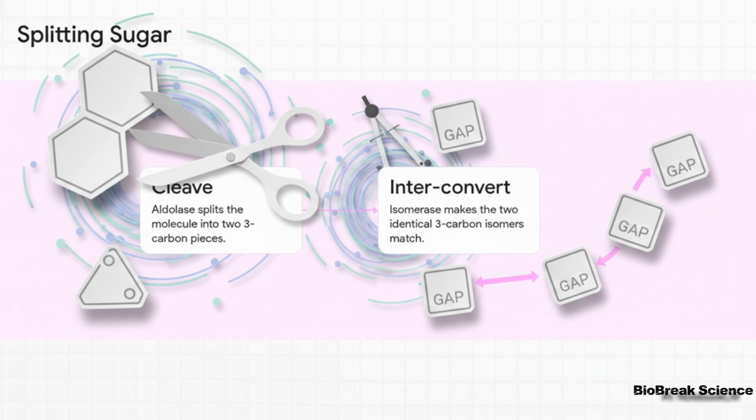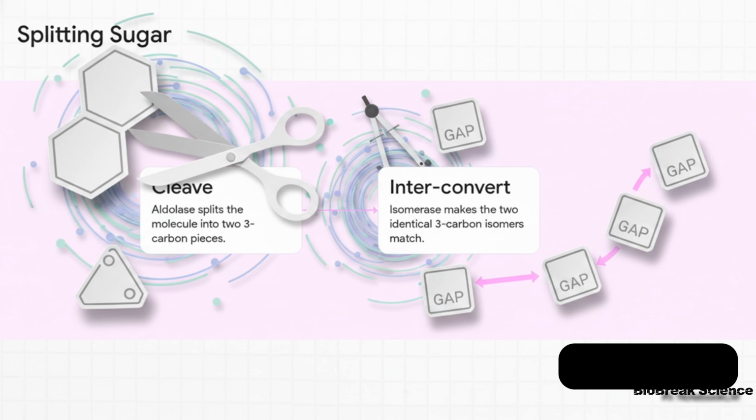In step 4, it snips our doubly phosphorylated 6-carbon sugar right down the middle, leaving us with 2 3-carbon pieces. One is called DHAP, and the other is GAP. But they're different molecules. I thought we wanted a streamlined, identical process.